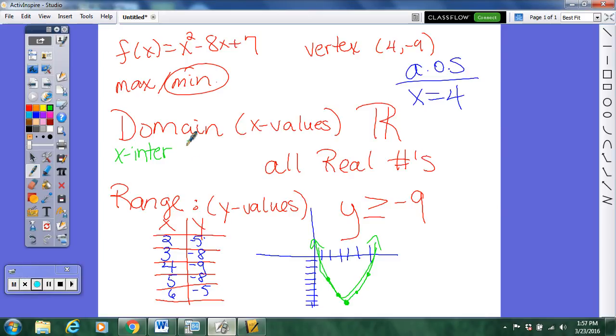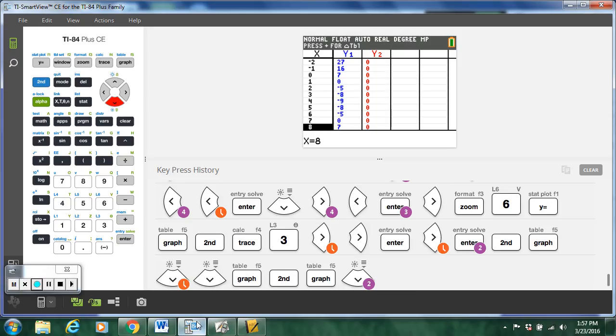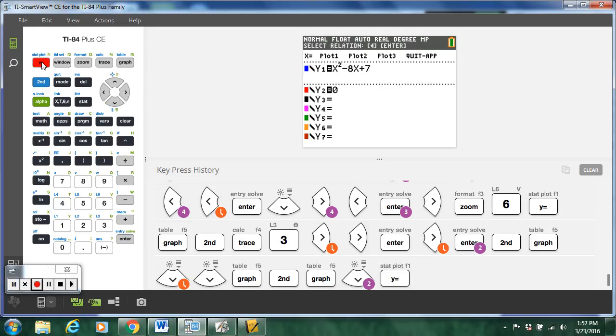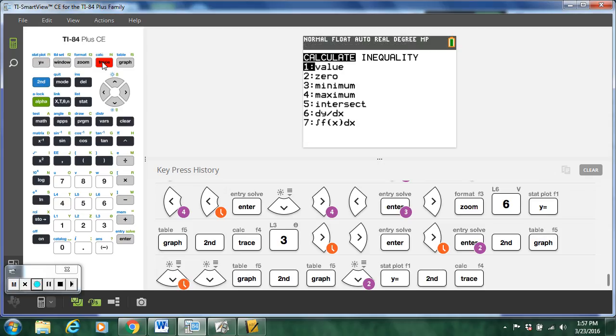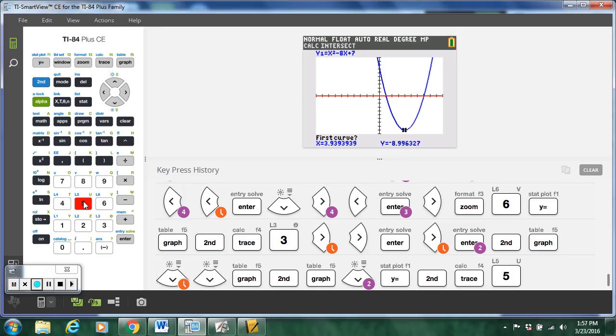So your x-intercepts are 1, 0, and 7, 0. So it's where y is 0. All you got to do is look at the table. Now that's if it's a whole number. We did do this another way. We intercepted it with that y = 0 line, because y = 0 line is that x-axis. So when we did it this way, we said second, calculate, and we did number 5, the intersection, and then the calculator says, okay, put me at that intersection point. Doesn't matter which one you do, so I'll go over here to this one first.